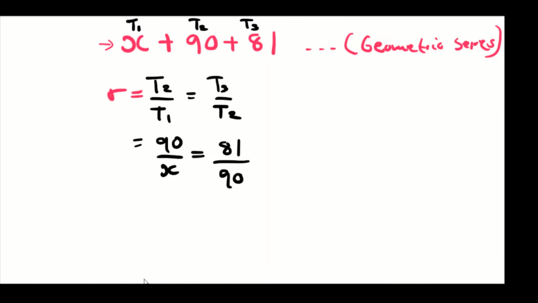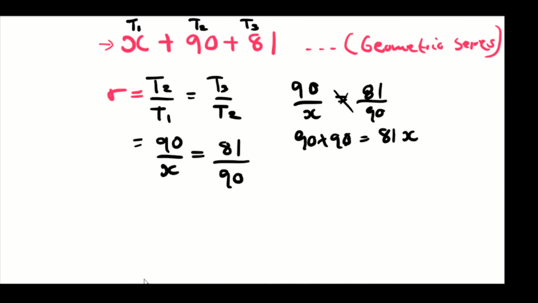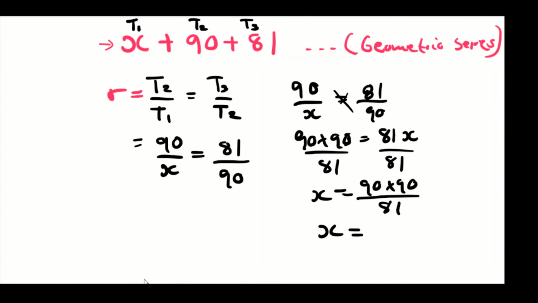And then we're just going to cross multiply, so because we have 90 divided by x equals 81 over 90, we cross multiply, and we have 90 times 90 equals 81 times x, and divide by 81 both sides. So x is equal to 90 times 90 divided by 81. You can punch this in your calculator. You should get a value of x of 100. So this is the value of x for this question.